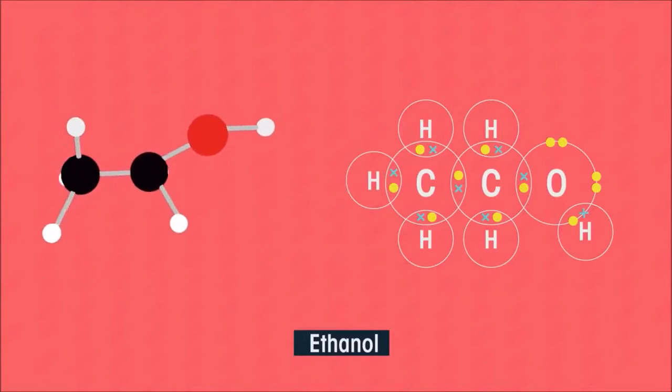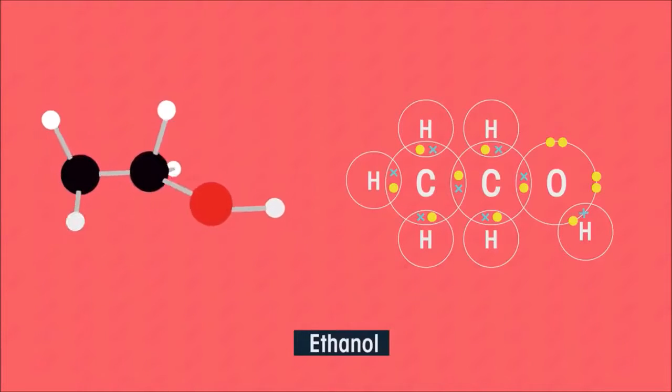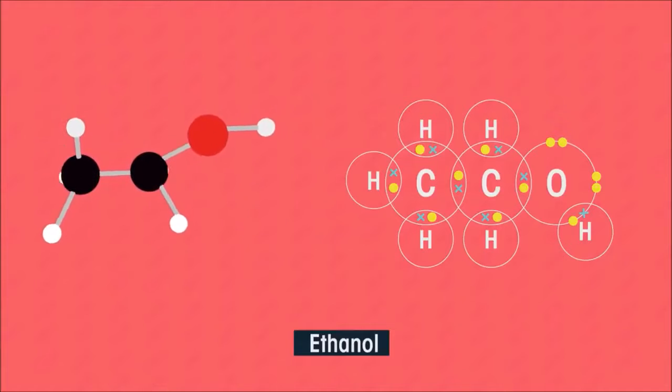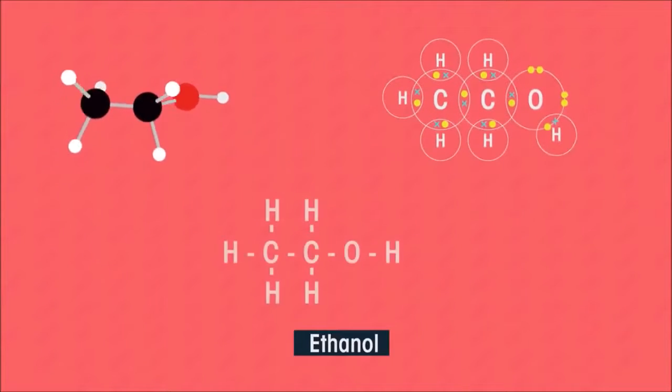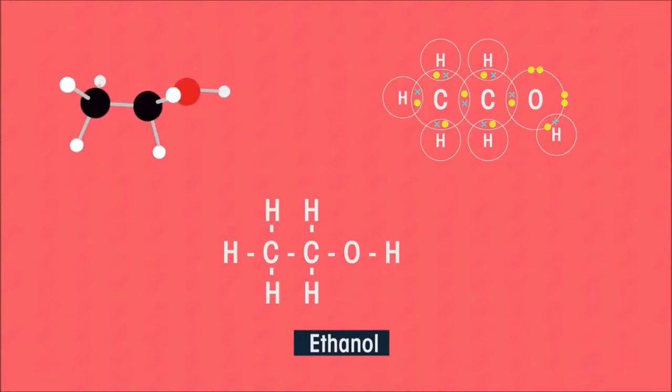As you can see, the carbon atoms always form 4 bonds, and the oxygen forms 2. We can also draw this molecule using lines to represent bonds. This is the displayed formula. Here they are again. You can see the displayed formula and the 2 kinds of dot and cross diagram.